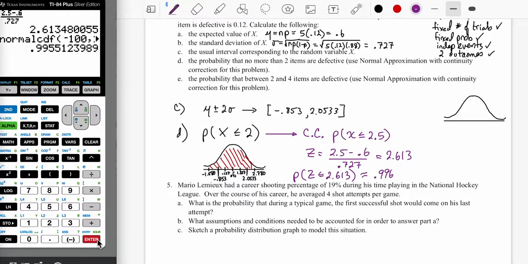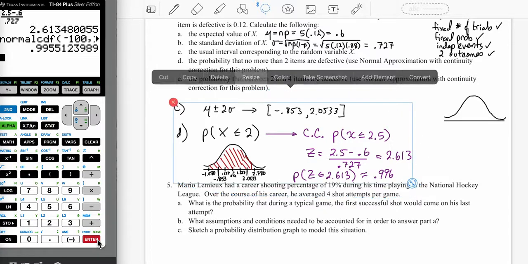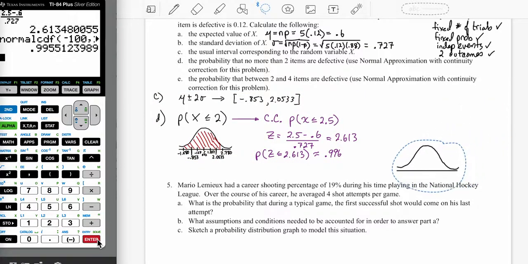Now part E is saying between 2 and 4 defective items. All right, so it just begs the question of between 2 and 4, inclusive or exclusive. Well, they didn't really say. So we just have to determine the response based off of the context of the situation. All right? Pick a number between 1 and 10. So if a person says 1, are they following the rules? If they say 10, are they following the rules? That depends on the interpretation. I've seen it go both ways.